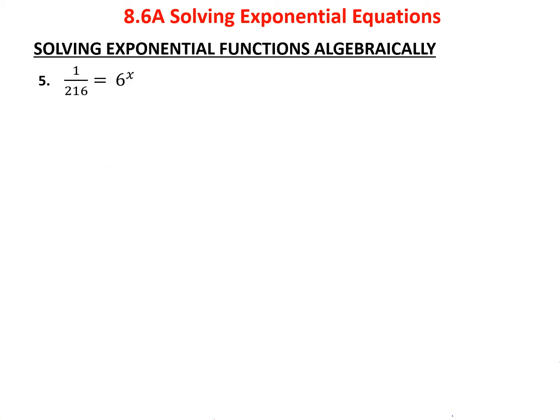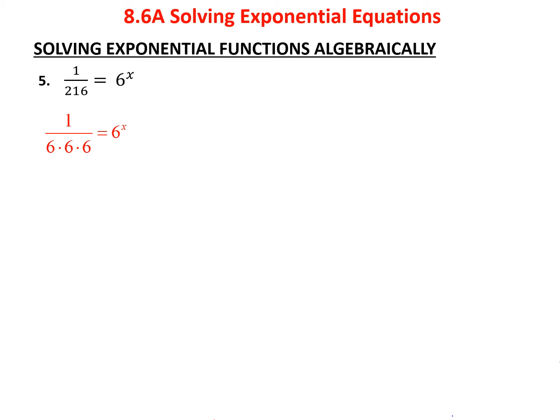Problem 5 is basically the same, except they switched the equation around. They put the fraction on the left side instead of the right side, but we're still working with the same problem. We just have the x on the right instead of the left. So I've got to figure out how many 6's go into 216. The answer is 6 times 6 is 36, and 6 times 36 is 216.